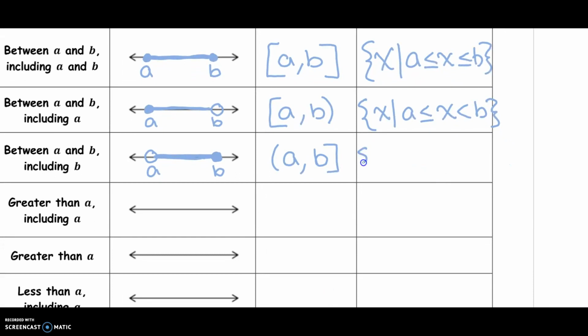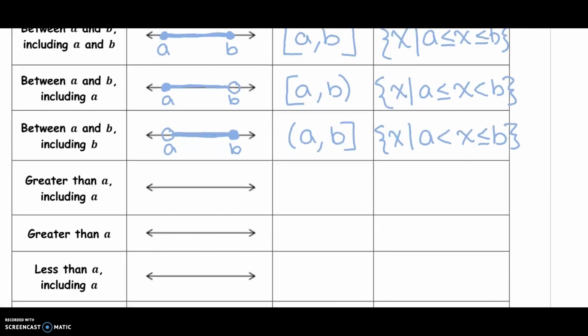Again, very similar, the set of all values of x such that A is less than x. Notice it's not including A, so not equal to, but we are including B, so we put less than or equal to B.